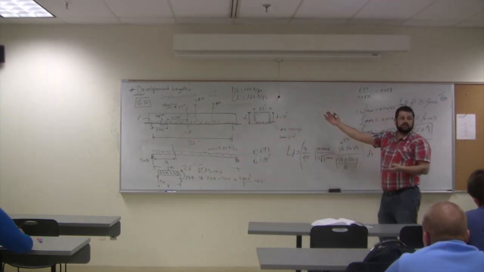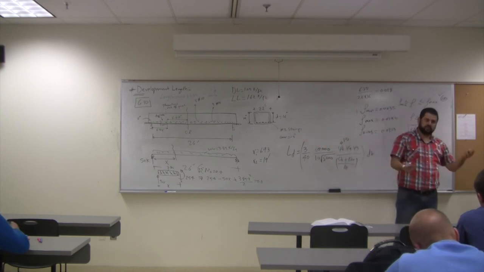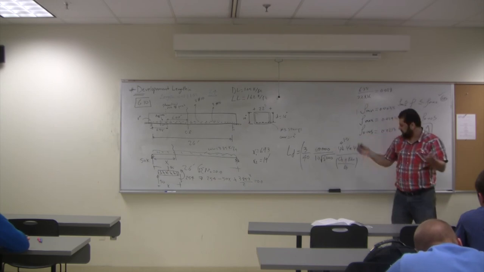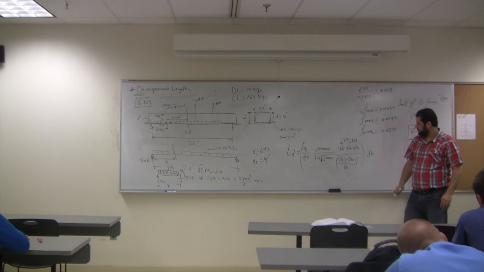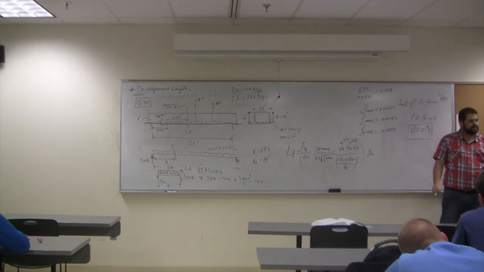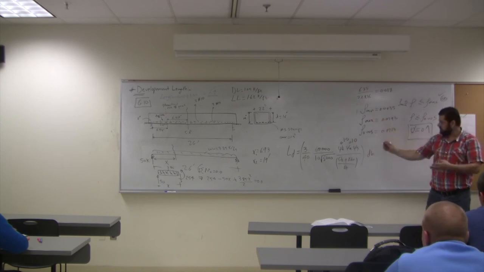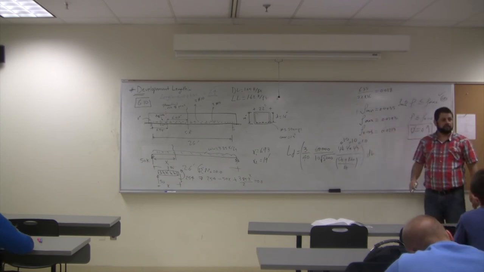Psi e, is this epoxy coated steel? No. If it's epoxy coated steel, you have to tell us what type of epoxy, and what's the cover. But not epoxy, it's one. Psi s, is this number 6 or below or number 7 and up? It's number 10, which is one. See how easy, guys? One.